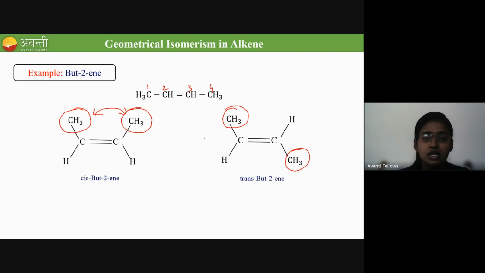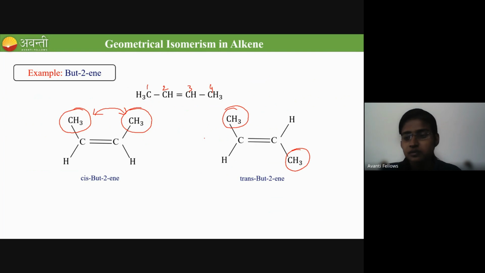Because in ethene, all the four hydrogens will be the same. At least two groups should differ, then only we can draw cis-trans isomerism. Okay, so any doubt from this? Shall I move on to optical isomerism?